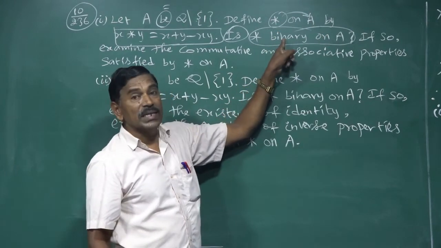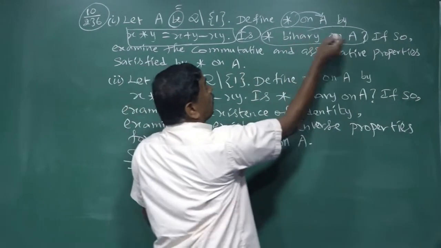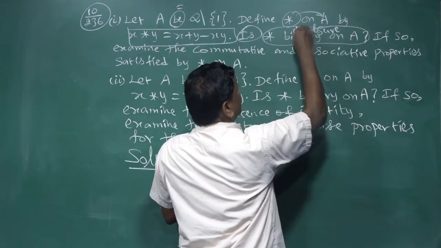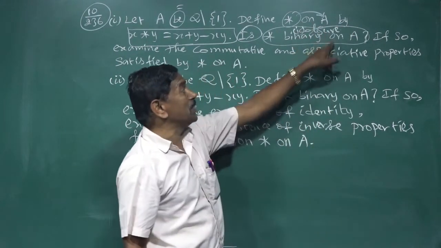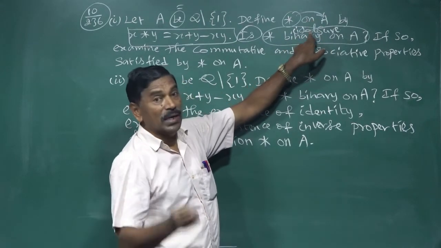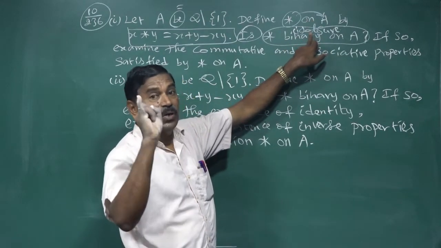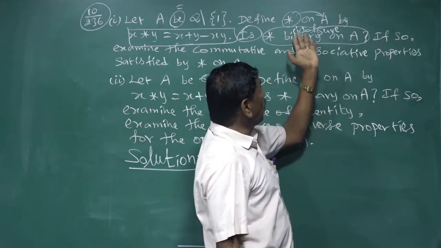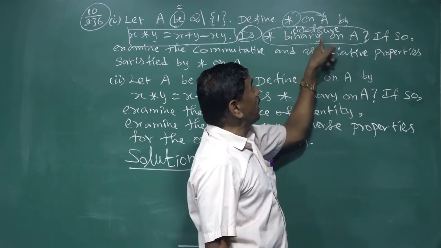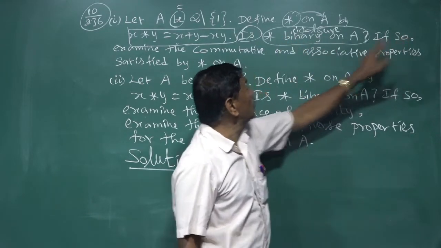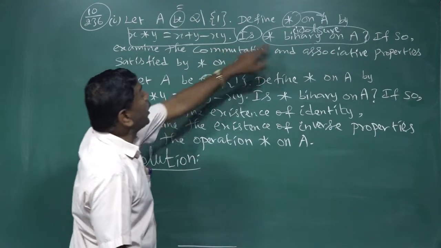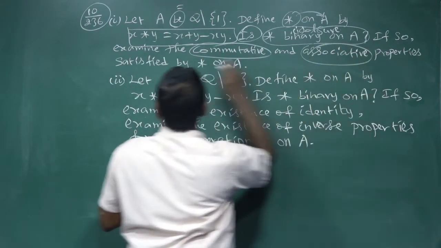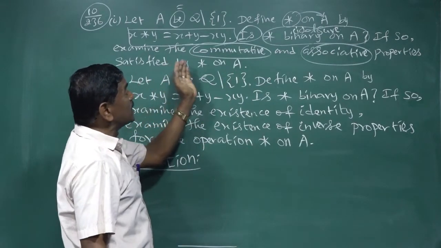Here, binary operation is nothing but closure axiom. Binary operation is nothing but closure axiom. So the first property I want to verify for binary operation means closure axiom. So first I want to verify whether closure axiom is true or not. Okay, that is the first. Next, if so, suppose closure axiom is true, that is, star is a binary operation, then examine the commutative axiom and associative properties satisfied by star on A.